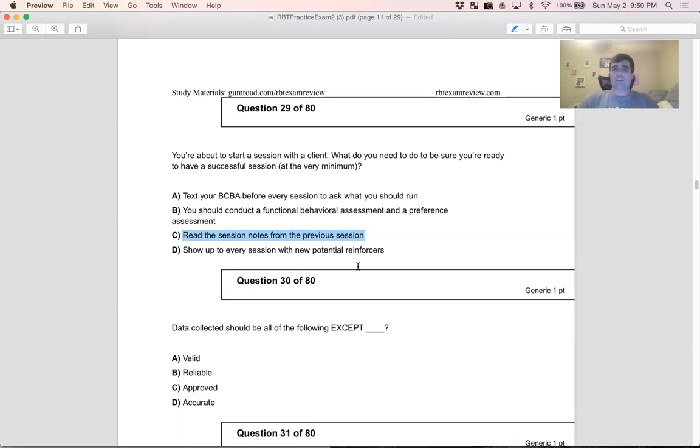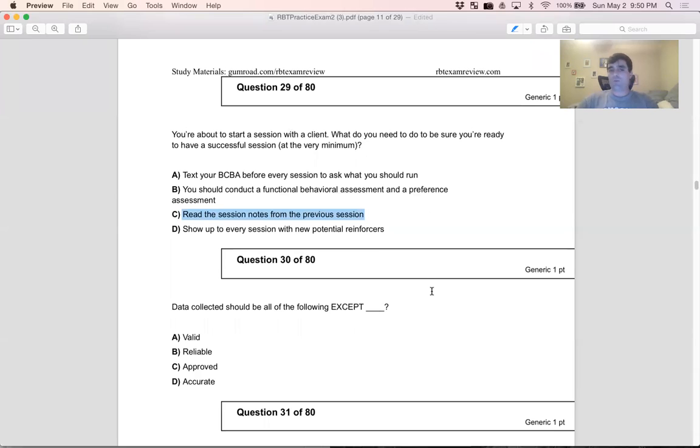And then D, show up to every session with new potential reinforcers. Not necessary. I mean, some people like to show up with new toys and games and stuff, which is cool. It's great, right? But it's not necessary. Okay. All right, question 30.